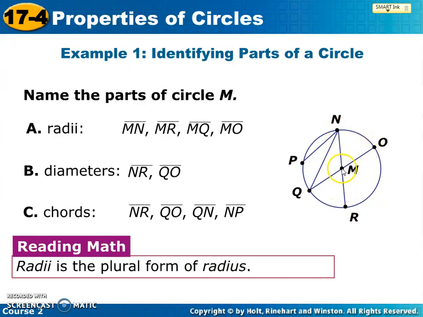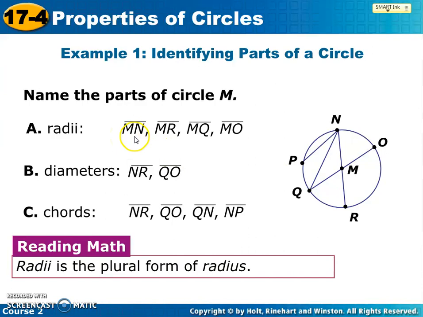So here we have segment MN. This is a radius from the middle point to a point on the outside. And notice the label we put on top here. That label is a line segment. That's what we're asking for. So that should be just a line. No arrows, but that's what we name it.